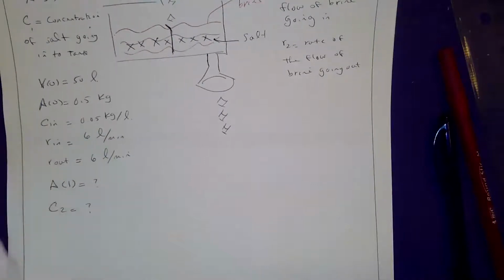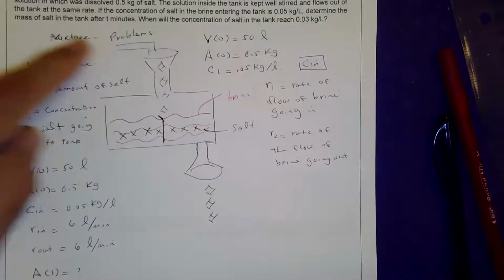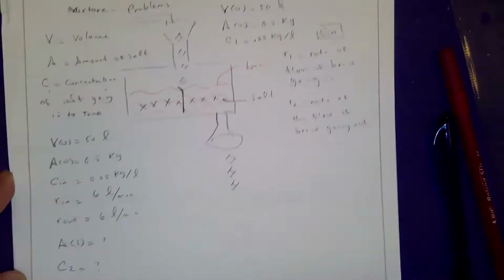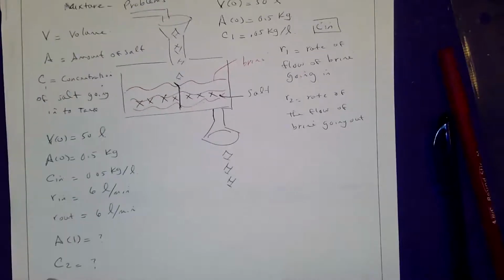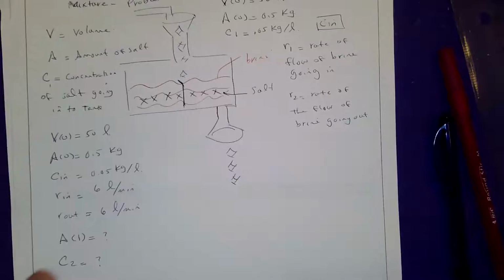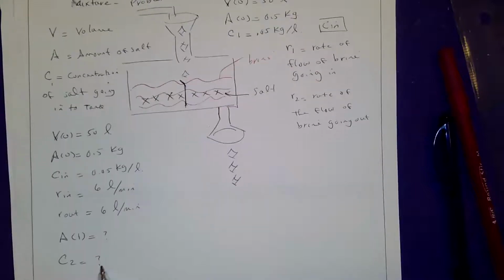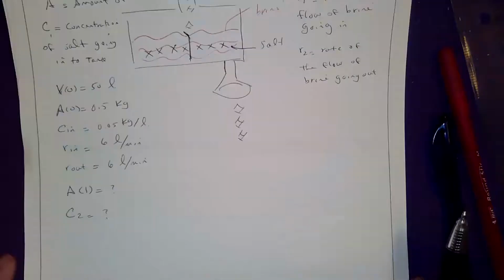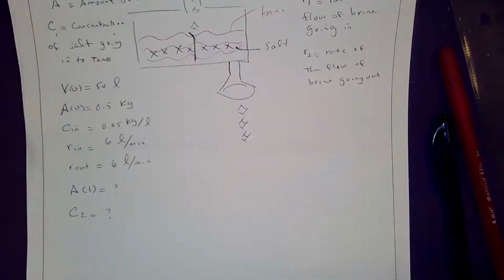The concentration of the salt going in is fixed. It's 0.05 kilogram per liter. Do you think the concentration of the salt coming out of the tank is still constant? What do you think? Any idea? Is it constant or is it variable? Let me see what we got. The response is no, it's not constant.